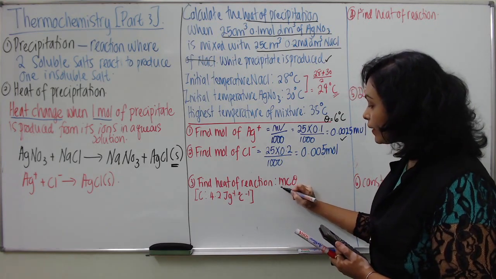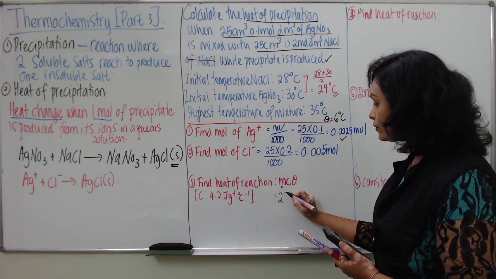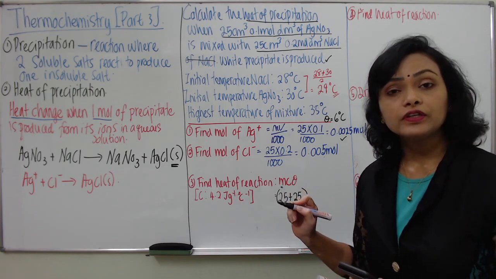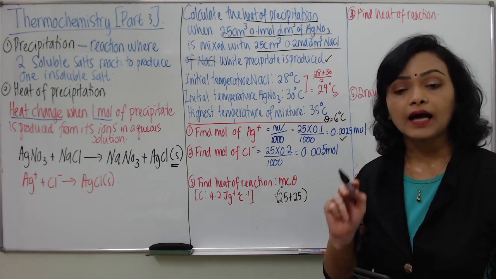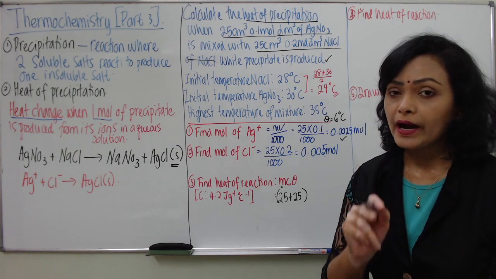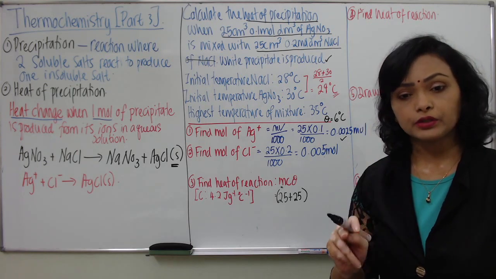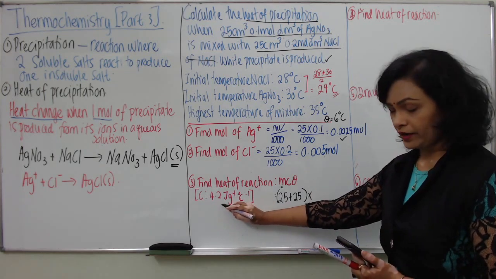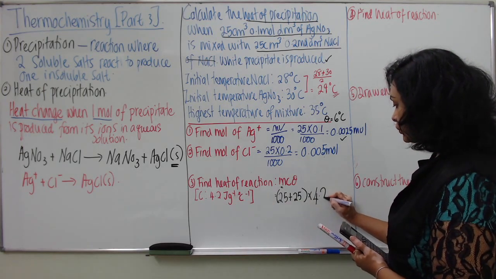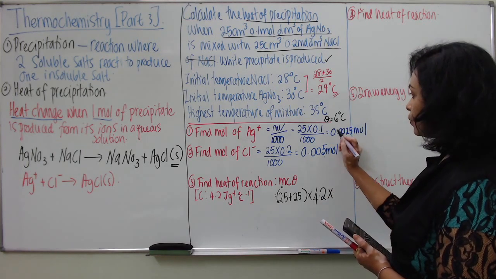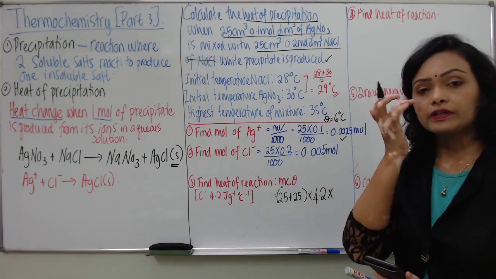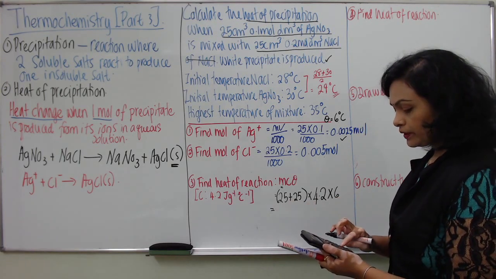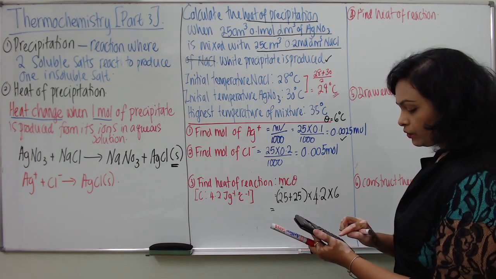Okay, so the total mass for m will be 25 plus 25. Why? Because in this reaction, both the reactants are liquid. So the combined volume must be taken into consideration. Okay, and times c. So we have known what is c, 4.2, times the theta, the temperature change of the solution, which is 6 degrees Celsius. So let's find out what will be the heat of reaction.